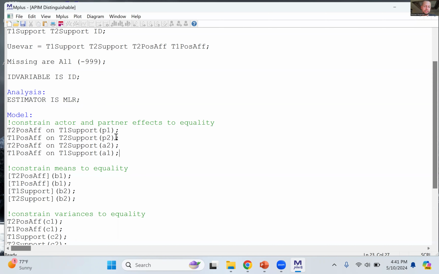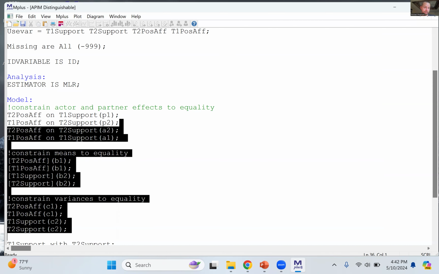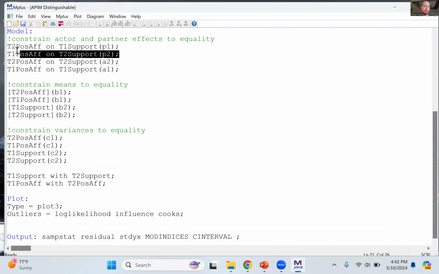But also if you're working with indistinguishable dyads, you actually have to include these constraints in the model, because we're fundamentally assuming that assignment is arbitrary, okay? And so we have two partner effects here. What we're gonna do is constrain them to be equal, all right? So we're taking P1 and P2 and saying you are exactly the same. And we are gonna do the exact same thing with actor effects.